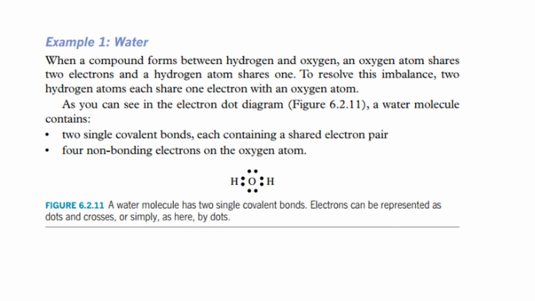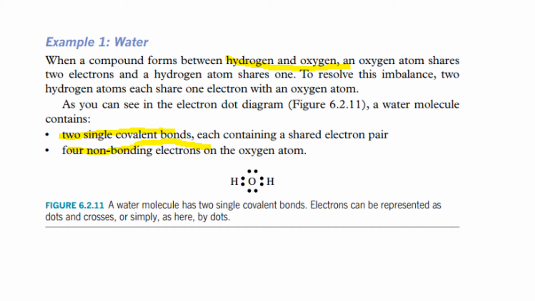So this example is on water. It says when a compound forms between hydrogen and oxygen, an oxygen atom shares 2 electrons and the hydrogen atom shares 1. It says to resolve this imbalance, 2 hydrogen atoms each share 1 electron with an oxygen atom. As you can see in the electron dot diagram, a water molecule contains 2 single covalent bonds, each containing a shared electron pair and 4 non-bonding electrons. So what this diagram is trying to tell you is that the oxygen is sharing 1 electron with each hydrogen.